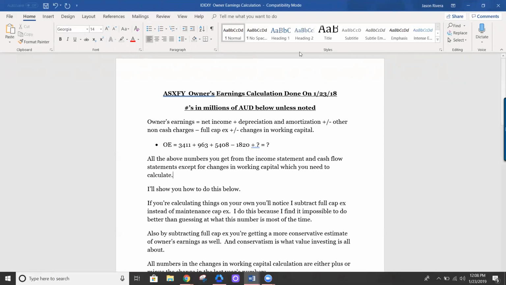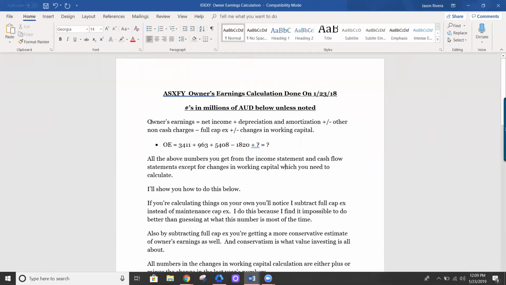Okay. So I've already got this set up. ASXFY owner's earnings calculation, I haven't done it yet. This is a template I use over and over again. This is from another company, IDXY, David, that we analyzed a while back with Shafiq and our other students.